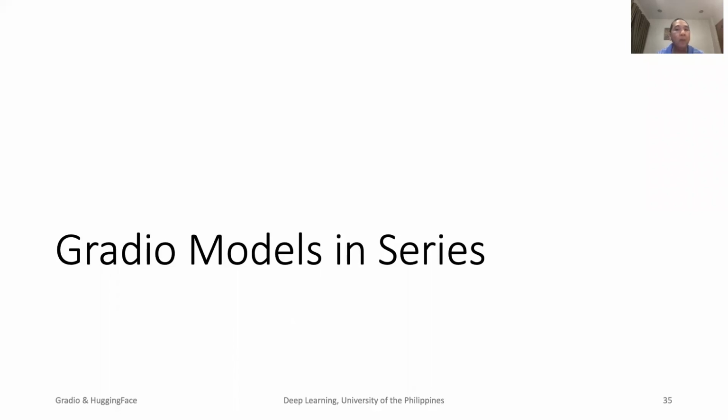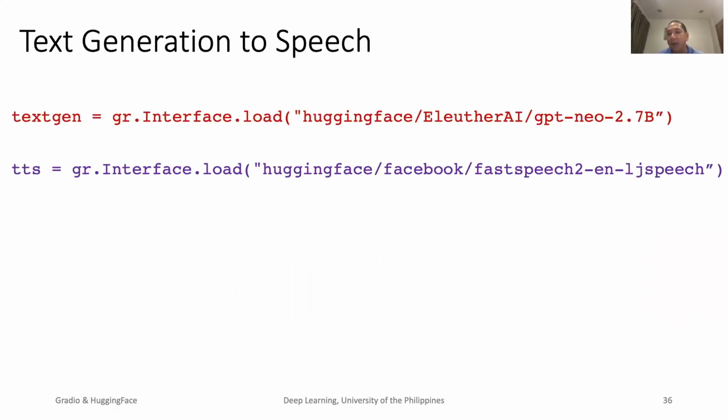We can make the output of a model be the input to another model. This can be done using Gradio Series. For example, the output of the text generation can be the input of a text-to-speech system. In this example, we replace GPT-2 by a much improved language model called GPT-Neo, which is a reproduction of OpenAI's GPT-3. It uses a whopping 2.7 billion parameters. Connecting the output of the text generator to the input of the text-to-speech is done through Gradio Series.